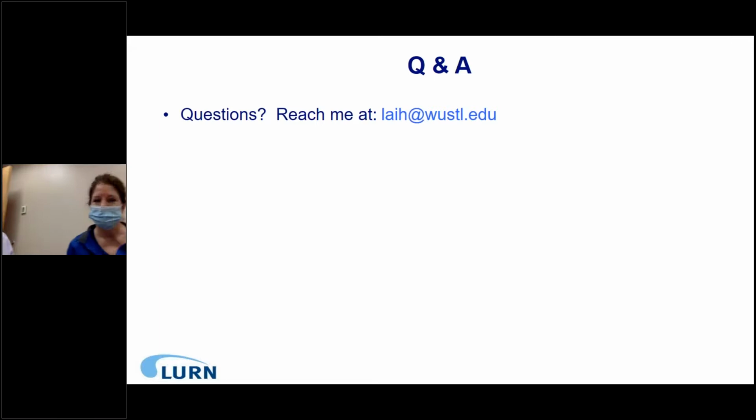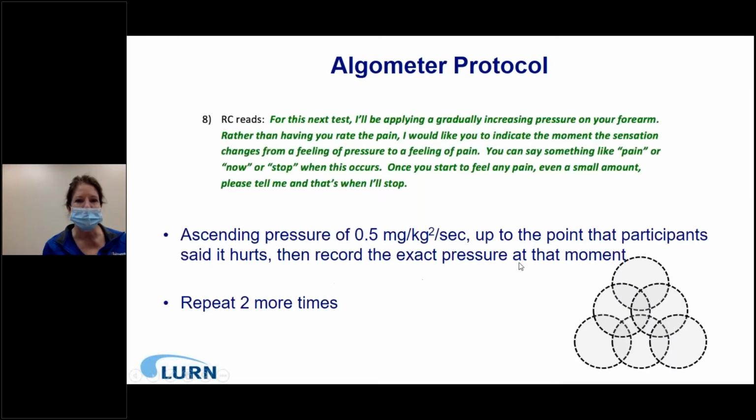Right. I had a question. When you do the pain threshold and you're increasing it by 0.5, how do you know when to stop? Will the patient say stop, don't do it anymore? Well, when they say that it turned from a feeling of pressure into a painful sensation, that's the threshold one. There's a little script if you're looking at the PowerPoint: for the next 10, I'll be applying a gradually increasing pressure on your forearm rather than having you rate the pain.